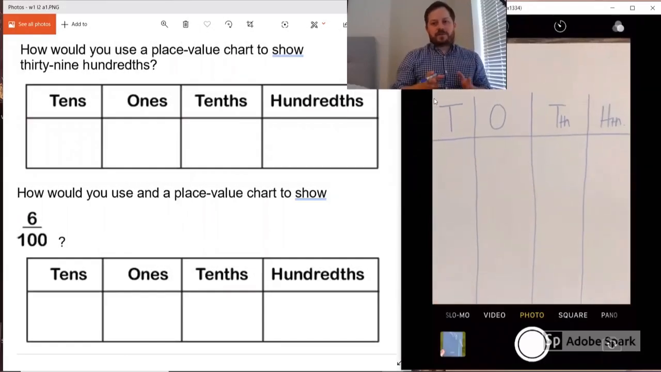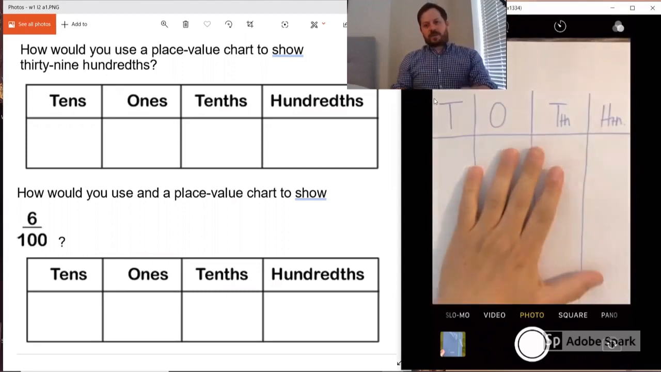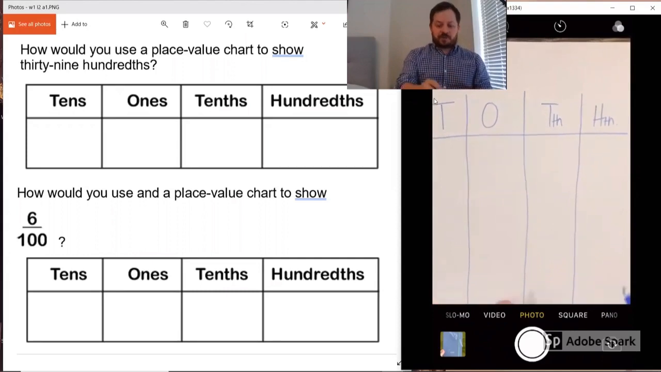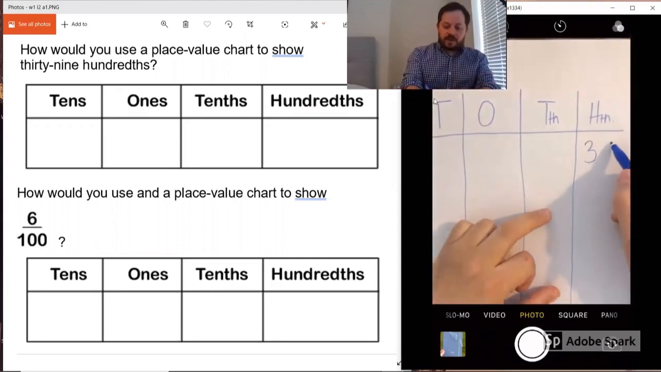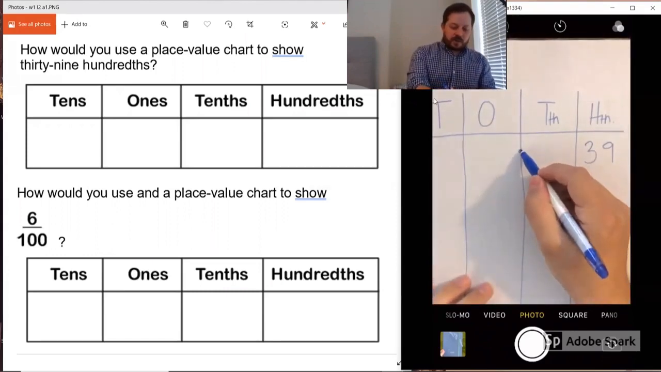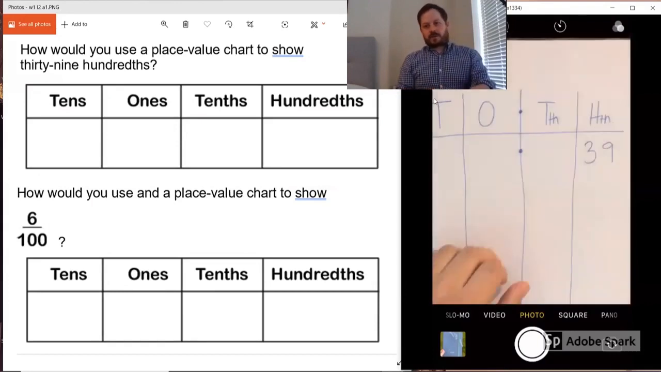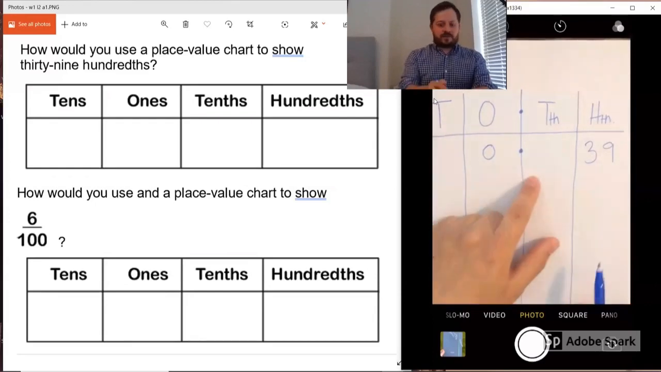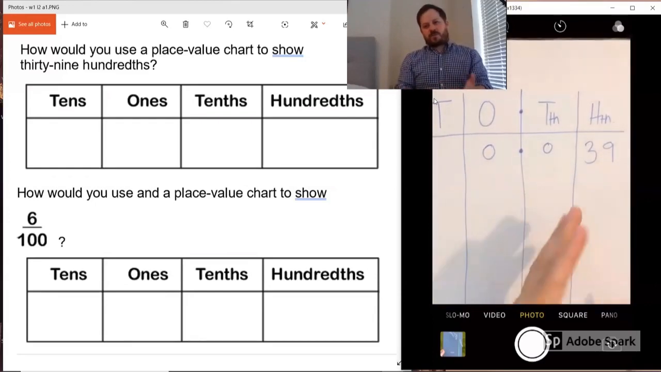Okay, so let's have a look at this first question. The first question says, how do you use the place value chart to show 39 hundredths? So I've set out my place value chart here, and we would have a look at this. Now, in theory, it says 39 hundredths. So I look in my hundredths column and I can place the number 39 in here. Now, if we were to follow this to the extreme, we need obviously our decimal point. We have no ones and we have no tenths. So our answer could look like this.